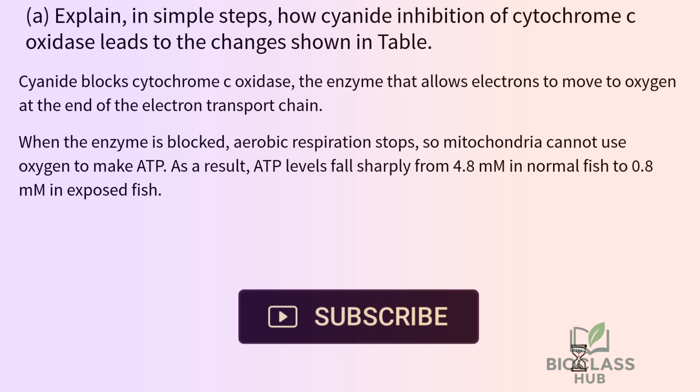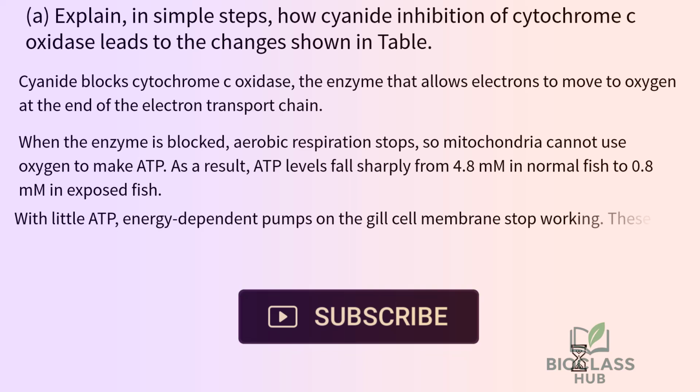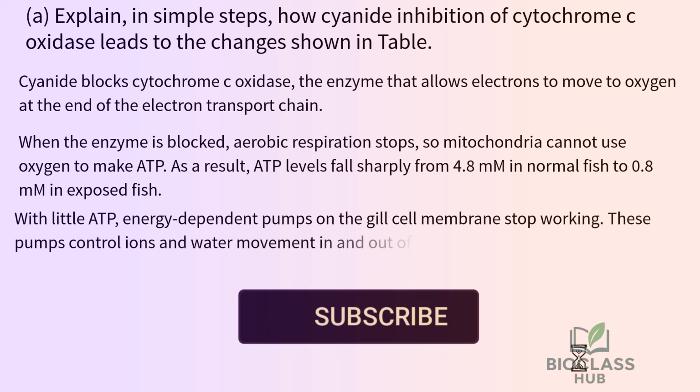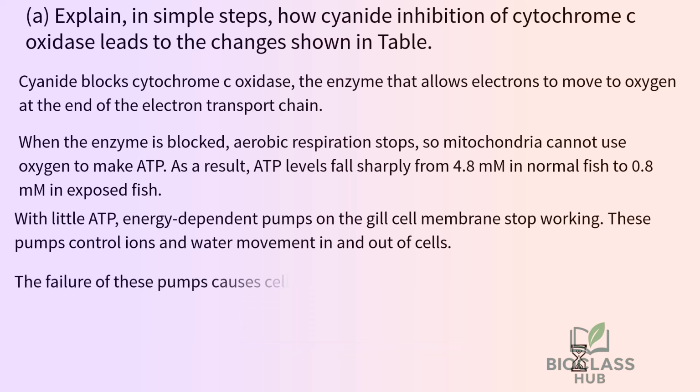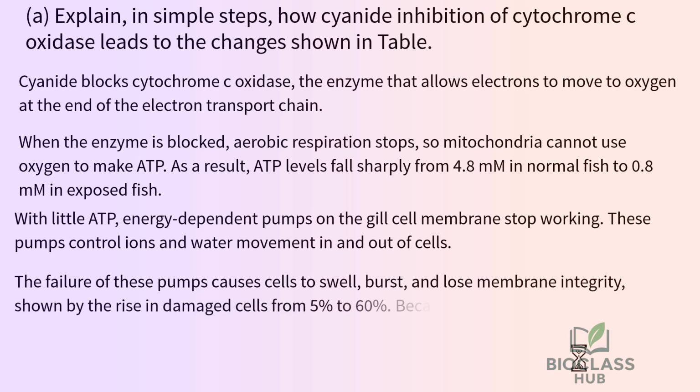With little ATP, energy-dependent pumps on the gill cell membrane stop working. These pumps control ions and water movement in and out of cells. The failure of these pumps causes cells to swell, burst, and lose membrane integrity, shown by the rise in damaged cells from 5% to 60%.